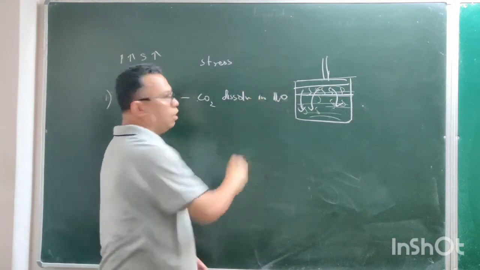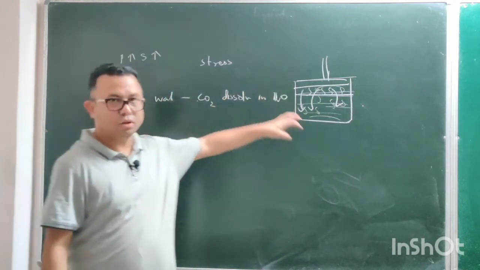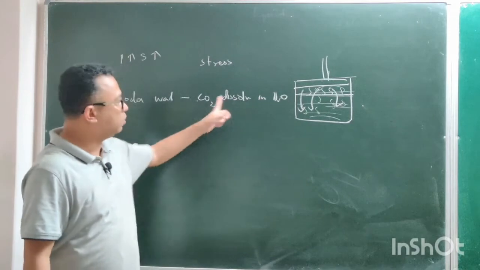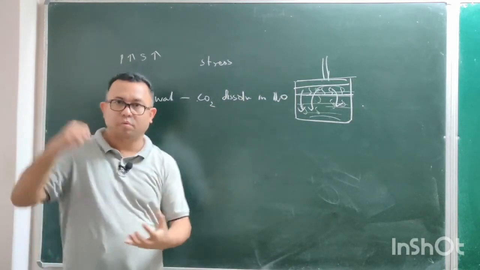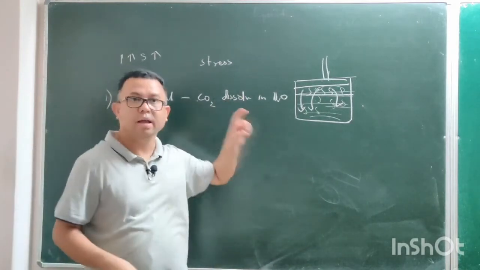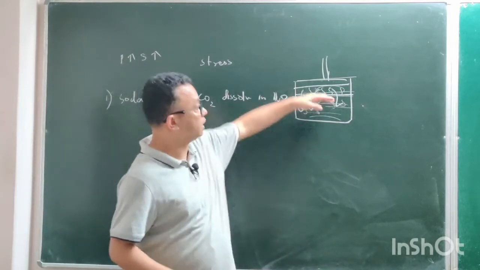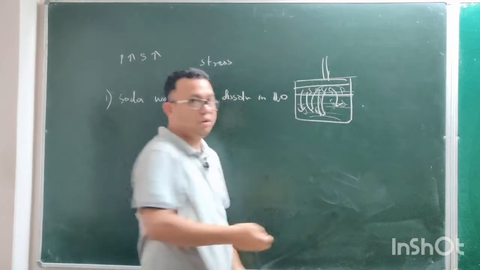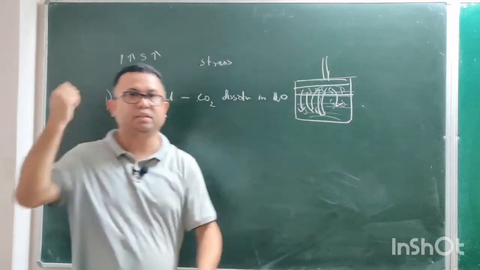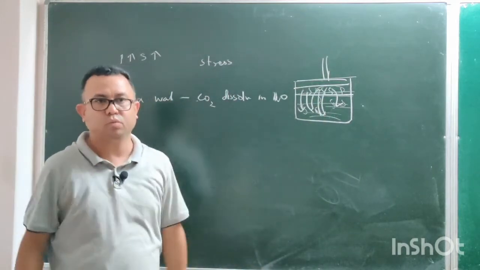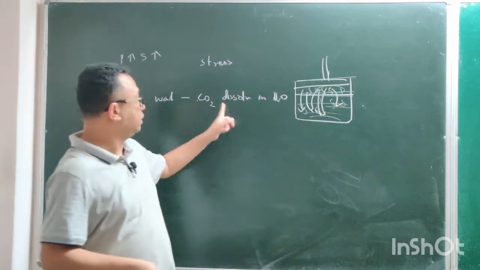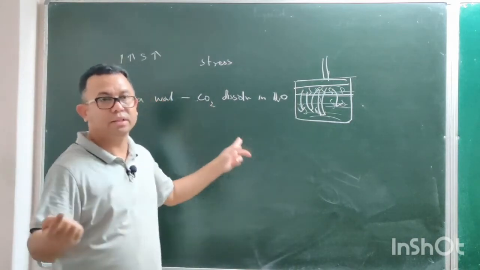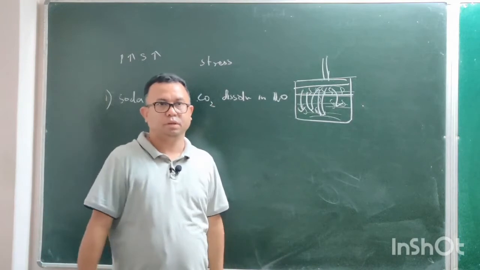Under normal pressure, only a very little amount of carbon dioxide will dissolve in water. But when carbon dioxide is dissolved in water under high pressure, you are pressurizing this carbon dioxide, so when you apply the pressure, more carbon dioxide will dissolve. That is why when you open a soda bottle, you are releasing the pressure, and carbon dioxide comes out along with the soda. That is one application of Henry's law.